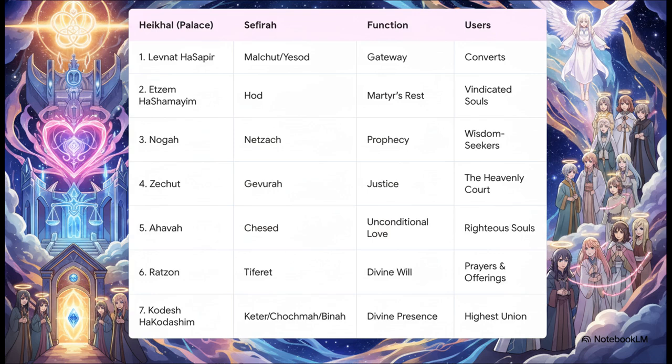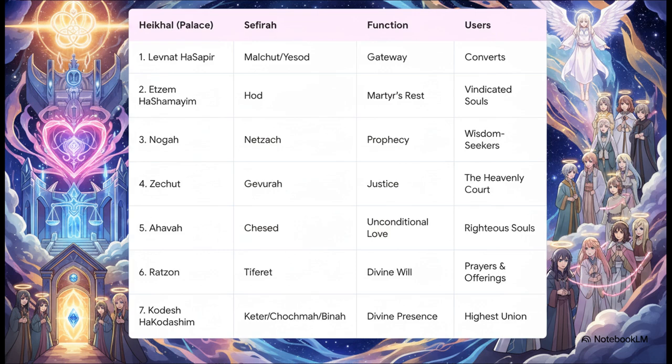Let's look at a few. The first palace, the sapphire pavement, corresponds to Malchut, or kingdom. It's the gateway, right? And its users are souls who have consciously chosen to step onto a spiritual path. Then you jump up to the 4th palace, Zahut, or merit. That's a direct instance of the Sephira of Gevura, or severity. It's the heavenly court, where justice is handled. But right after that, you get the 5th palace, Ahava, or love, which corresponds to Chesed, loving kindness. It's the realm of pure compassion for the souls of the truly righteous, the tzaddikim.